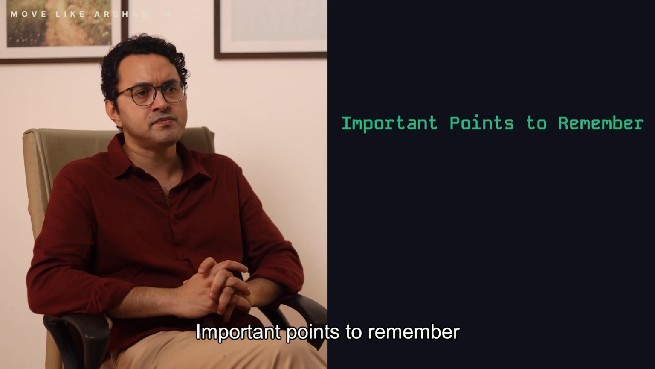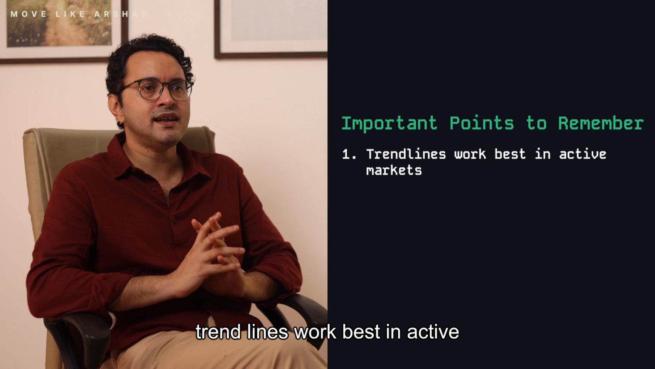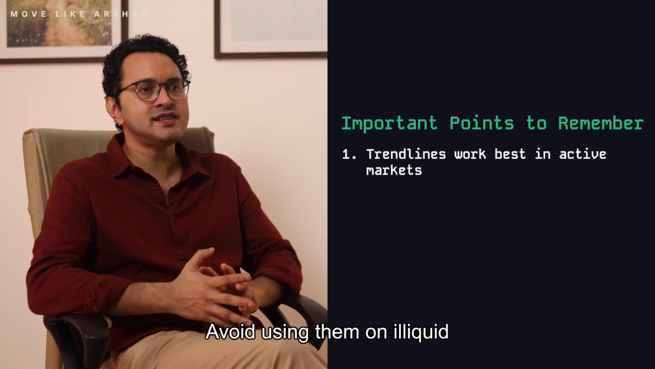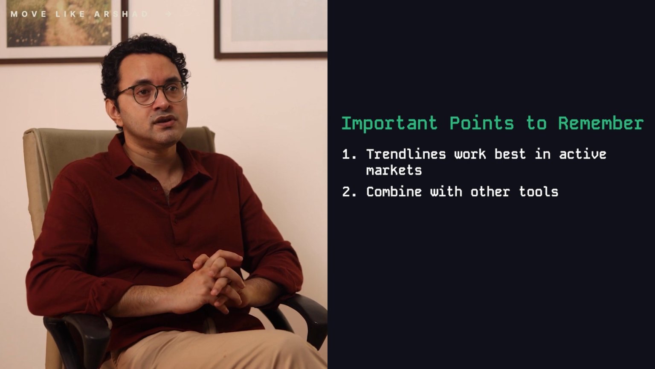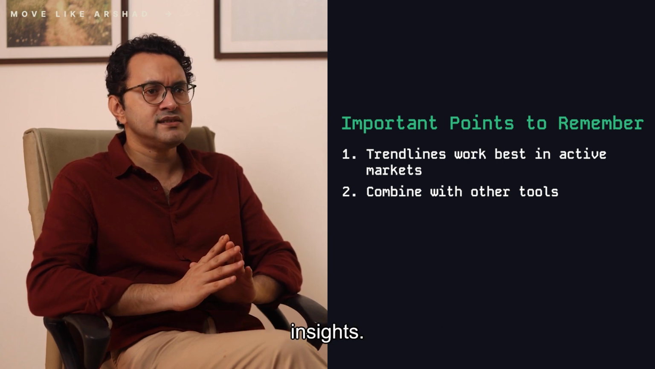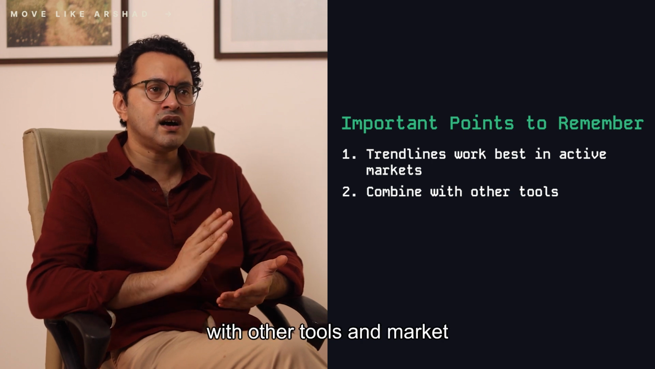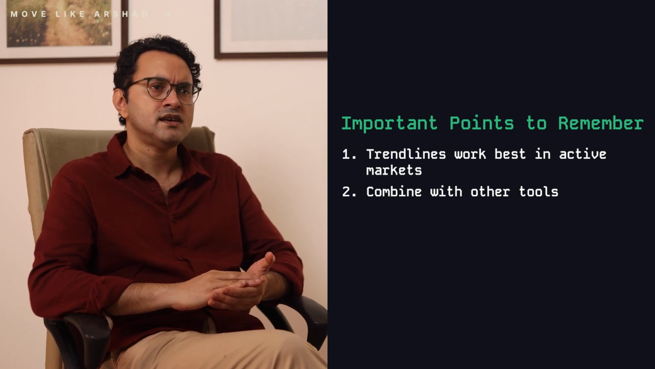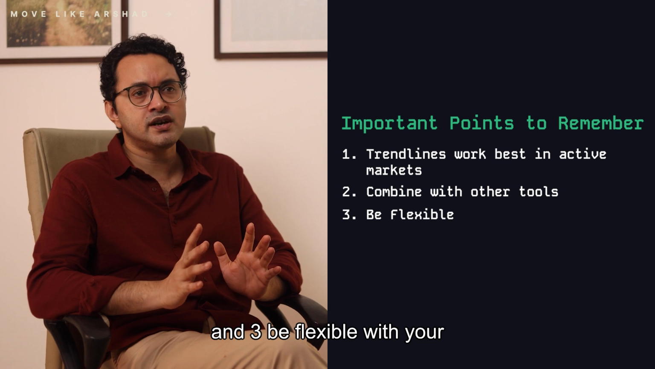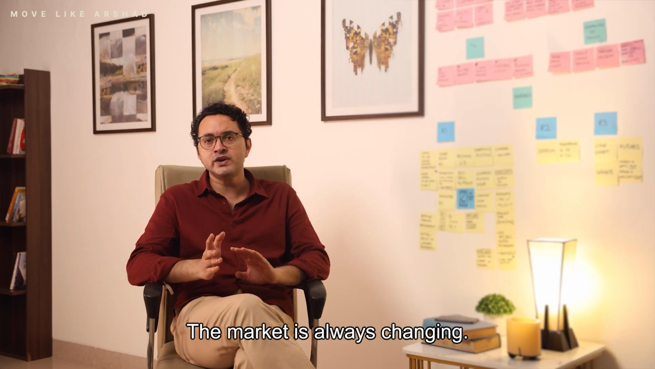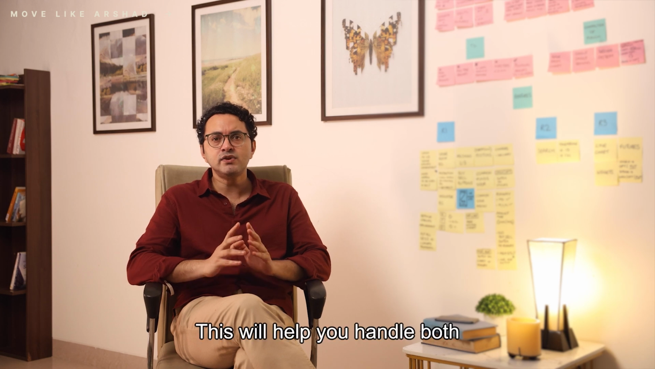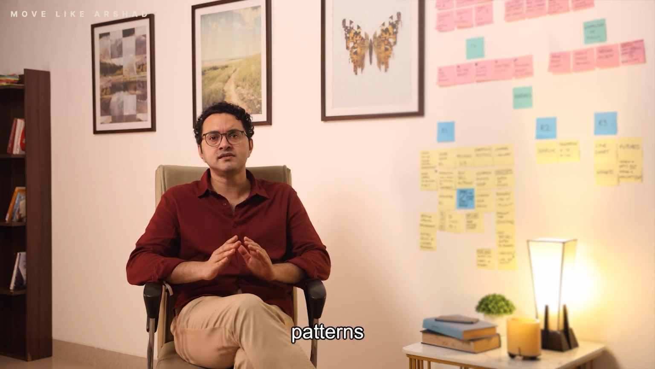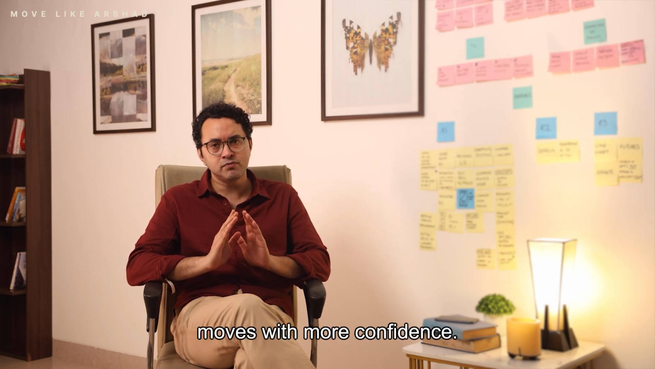Important points to remember. 1. Trend lines work best in active markets. Avoid using them on illiquid stocks. 2. Trend lines shouldn't be the only tool you use. While they provide valuable insights, they are not foolproof. They should be used in conjunction with other tools and market factors. And 3, be flexible with your strategy. The market is always changing, so be ready to adapt as conditions change. This will help you handle both predictable patterns and unexpected moves with more confidence.